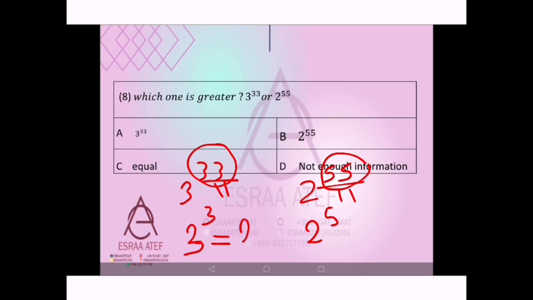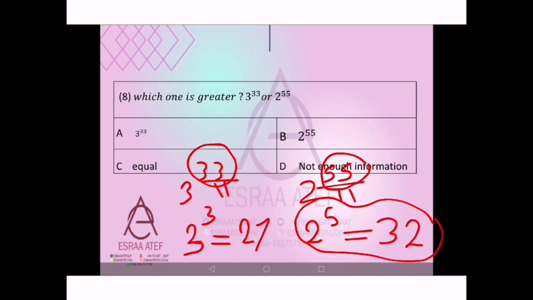3 to the power of 3 is 27, and 2 to the power of 5 is 32. So which one is bigger? It is 2 to the power of 5, so this value will be bigger.